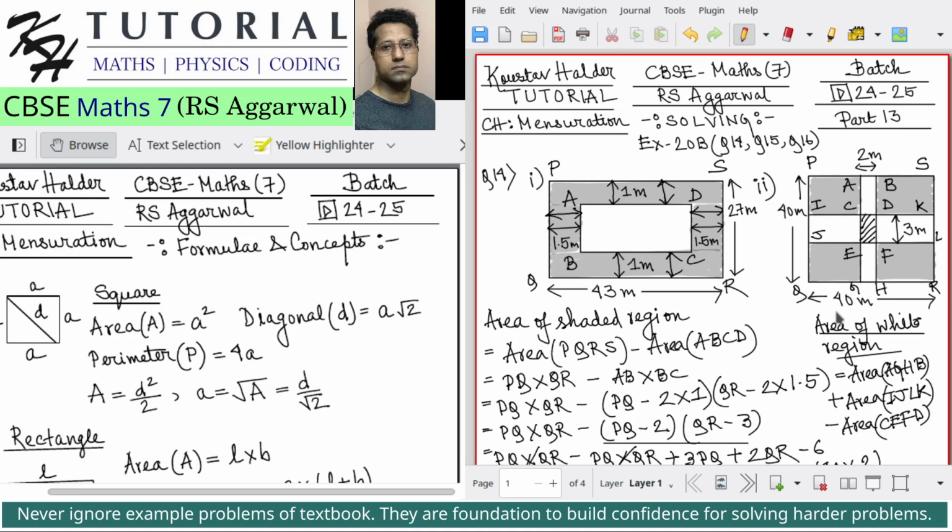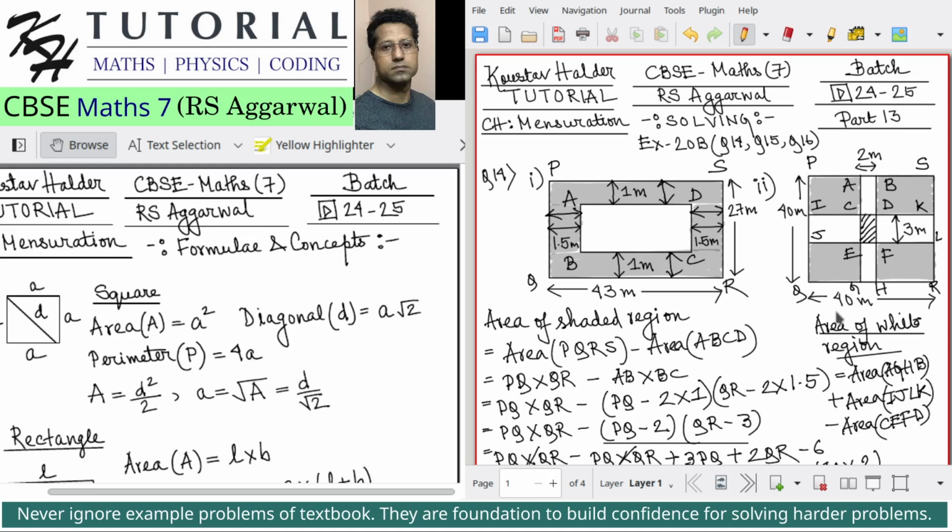So, with this 14, 15 and 16, I have completed solving all the problems of exercise 20B. In the next video, I will proceed to start with the next topic, that is how to find the area of parallelogram and rhombus with some illustrative examples.